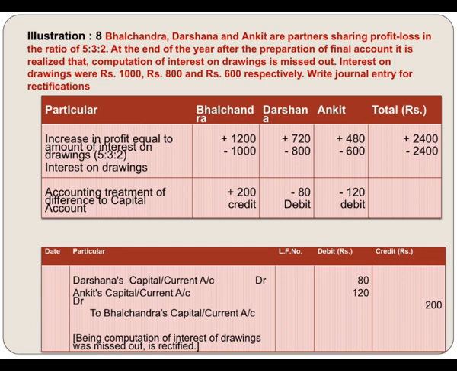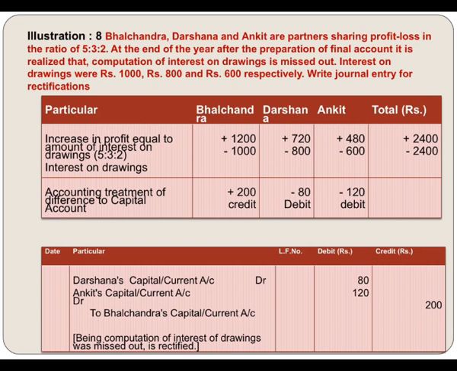So income means it is a kind of profit for a firm. So if it is profit, then the partners' profit is being increased. First, we make a table like this: particulars, then Balchandra, Darshan, Ankit and total. First, increase in profit equal to the amount of interest on drawings. Equal to the amount of drawings means 1000 plus 800 plus 600.